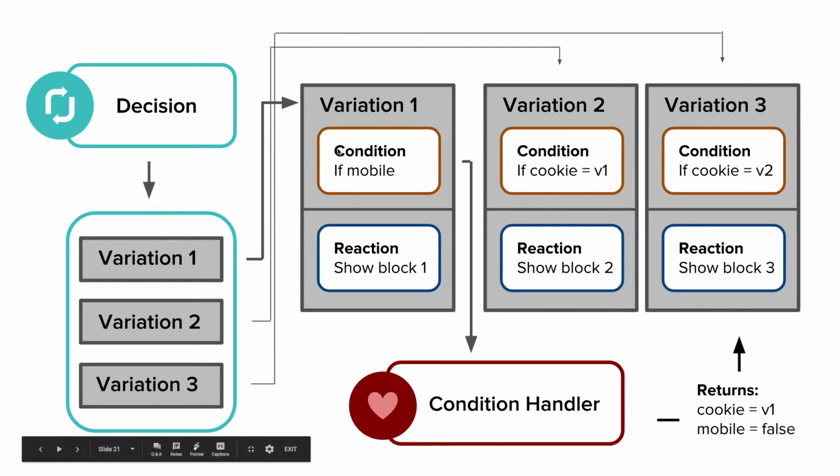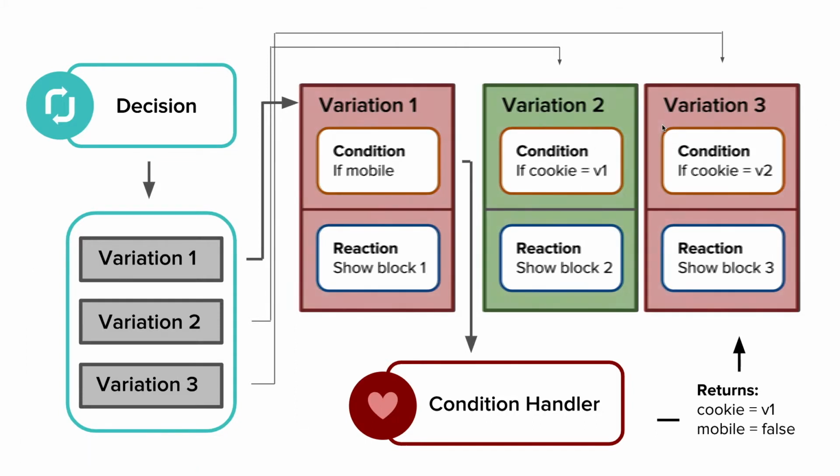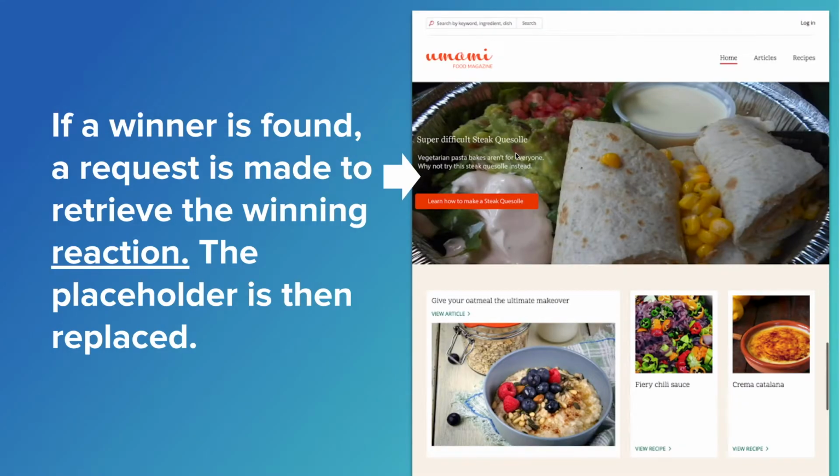So we return cookie equals v1 and mobile is false. We're going to then go through here and say if condition mobile, then this is false, so this is not true. If cookie equals v1, well, the cookie is v1, so this one would be true. If cookie equals v2, false. Normally what would happen is this would run first and it would stop even processing v3, but I'm just going through them for the sake of talking about them. So if the winner is found at that point, it's going to go to an endpoint that we've defined, and it'll actually grab that information and throw that out.